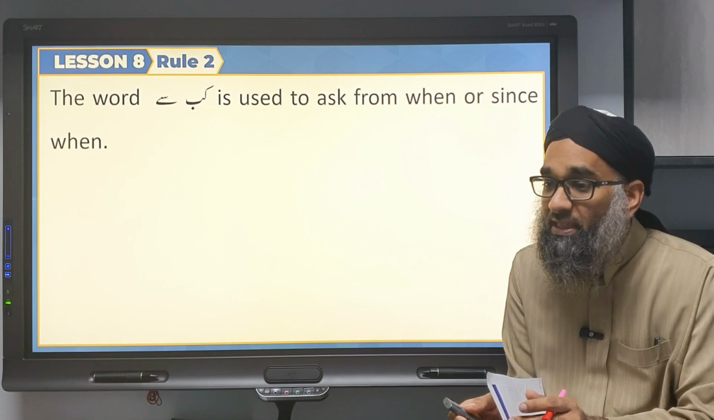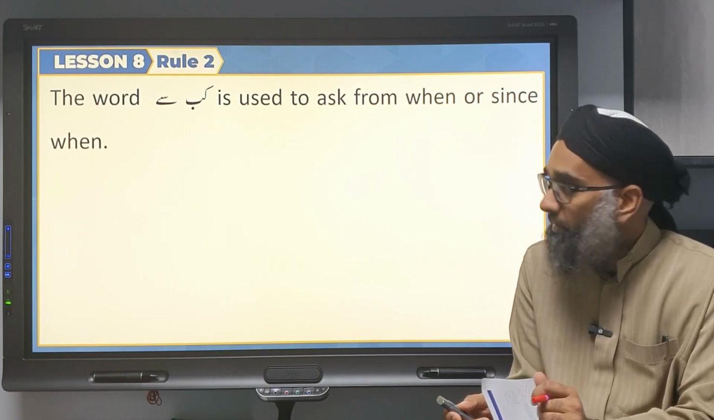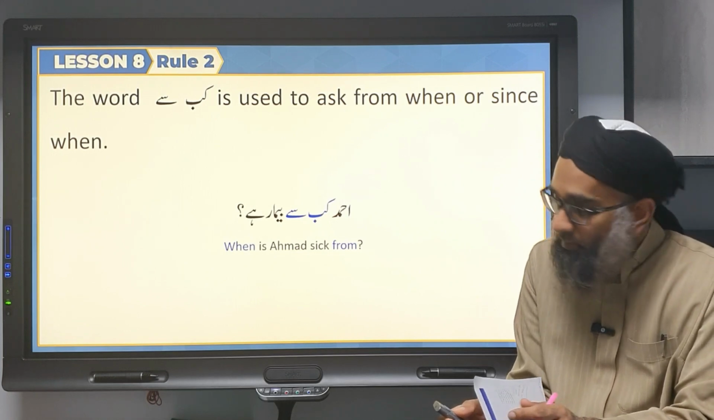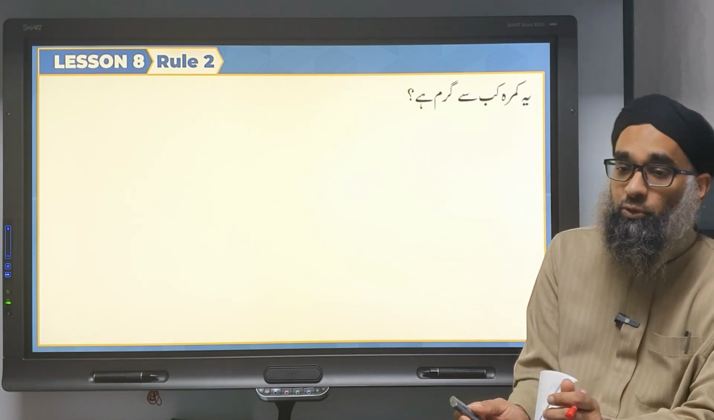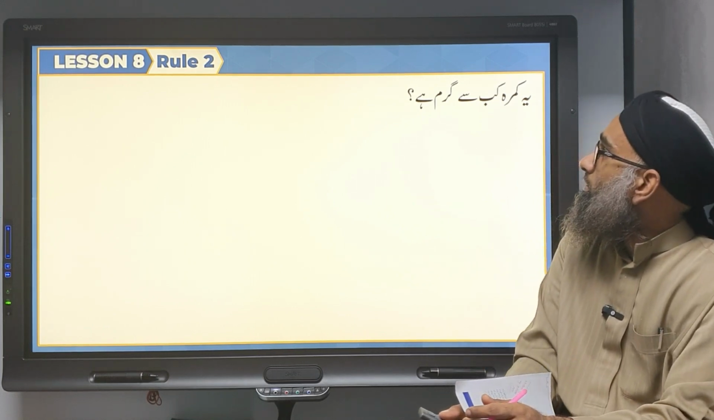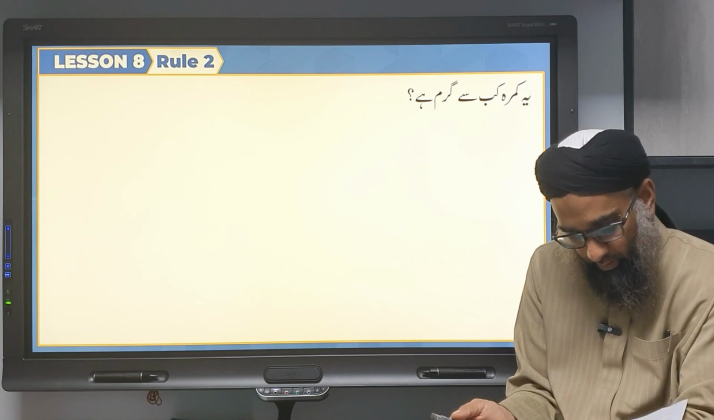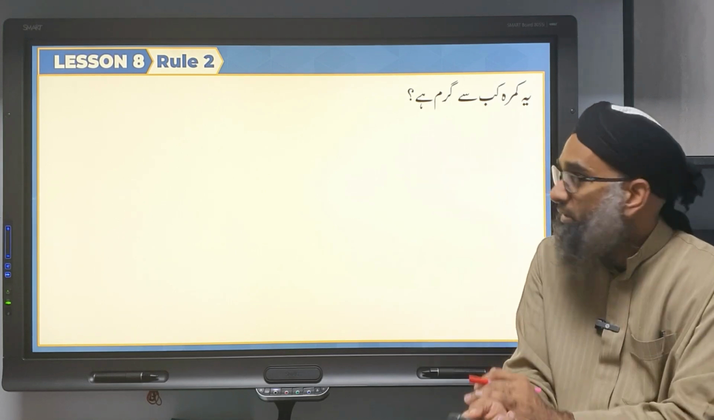And what does kab se mean? Since, from when. Ahmad kab se bimar hai? Since when is Ahmad ill? Ji. Ye kamra kab se garam hai? Since when has this room been hot?